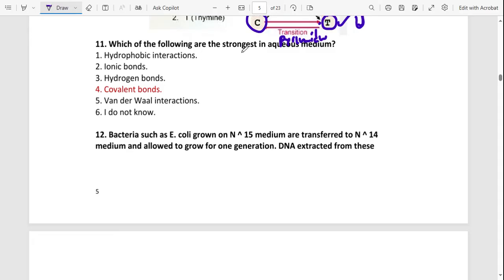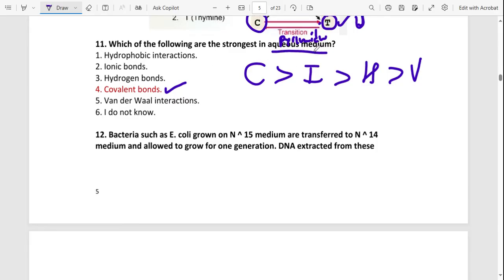Which of the following is the strongest in aqueous medium? So which bond is the strongest? Of all the bonds, you need to know that covalent bonds are the strongest, followed by ionic bonds, followed by hydrogen bonds, and then followed by van der Waals forces. So covalent bonds are the strongest in aqueous medium, in water.